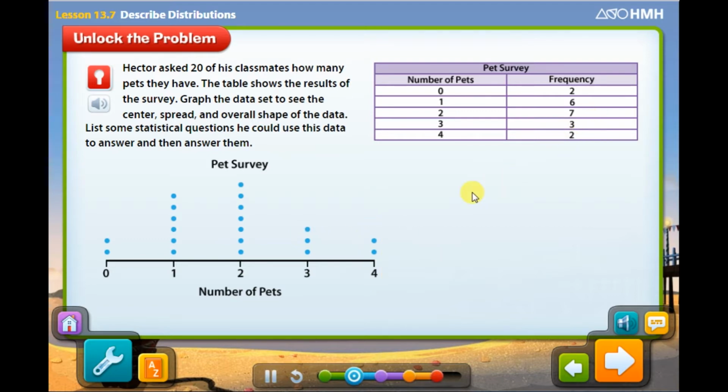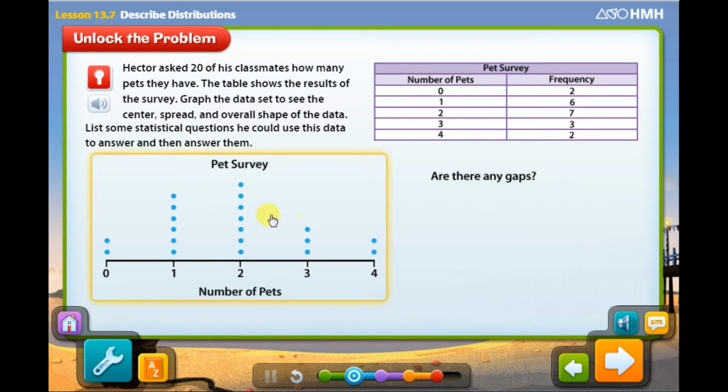Now, let's look at the overall distribution of the data. Are there any gaps in the graph? Now let's interpret the data. A gap is an interval that doesn't contain any data. So do we have here any interval that doesn't have any data? No. So there are no gaps in the graph.